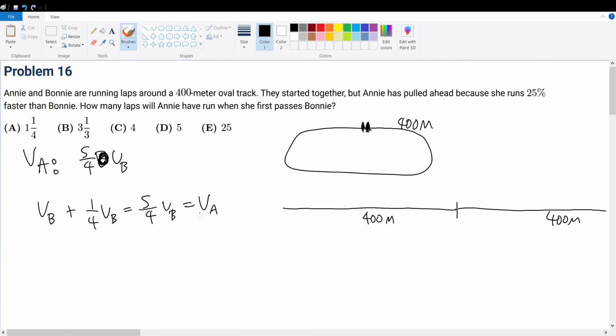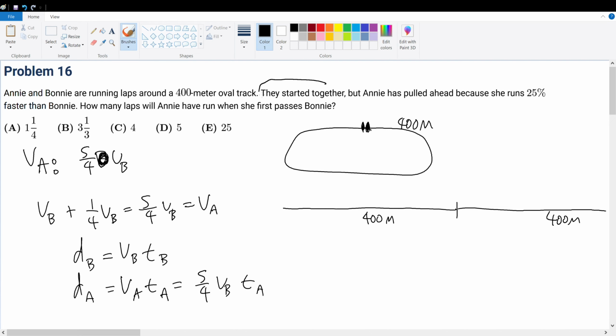Now let's determine the distance. The distance that Bonnie runs is equal to the velocity that she runs at, which is VB, times the time she takes. Now the distance that Annie runs is equal to her velocity, VA, times her time of TA. But we know that her velocity is 5/4 of VB times TA. Now what do we know? We know that they started together. So what does that mean? That means that let's say they started here, right? This time is equal to 0.